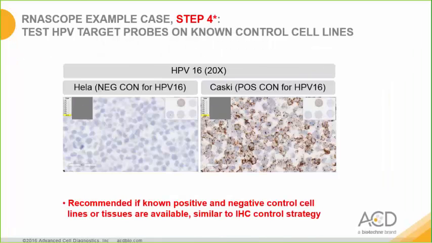An optional step 4 can be performed and is recommended if known positive and negative control cell lines or tissues are available, similar to IHC control strategy. In this case, the Cascade cell line, which is known to be positive for HPV 16, and the HeLa cell line, which is known to be negative for HPV 16, are employed to demonstrate specificity of HPV 16 probe staining. Here, the HeLa is completely negative, while the Cascade is positive for HPV 16.